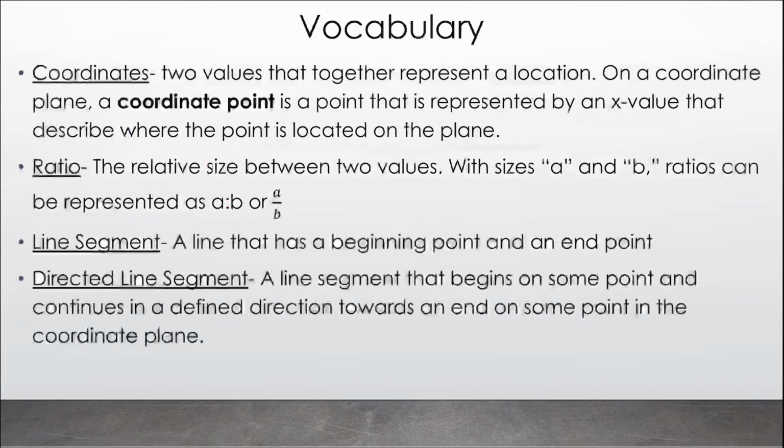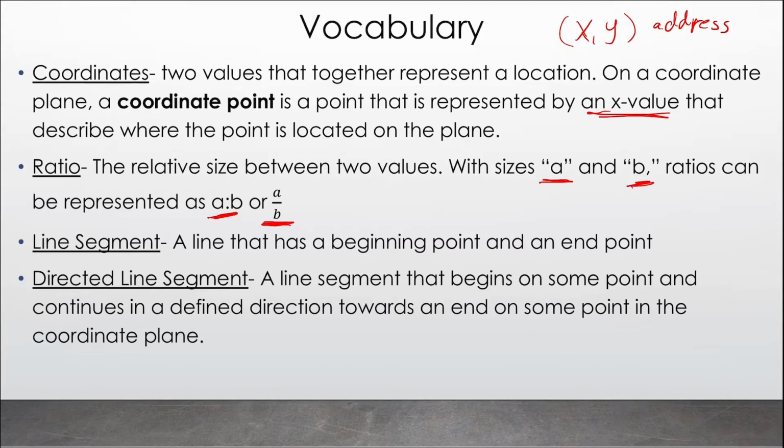Vocabulary: a coordinate or coordinates are two values that together represent a location. On a coordinate plane, a coordinate point is a point that is represented by an x value that describes where the point is located on the plane. So this point is usually an x, y value. Remember, I like to talk about this as like the address of the point. A ratio is the relative size between two values with sizes a and b. The ratio can be represented as a to b or a over b, both meaning the same thing.